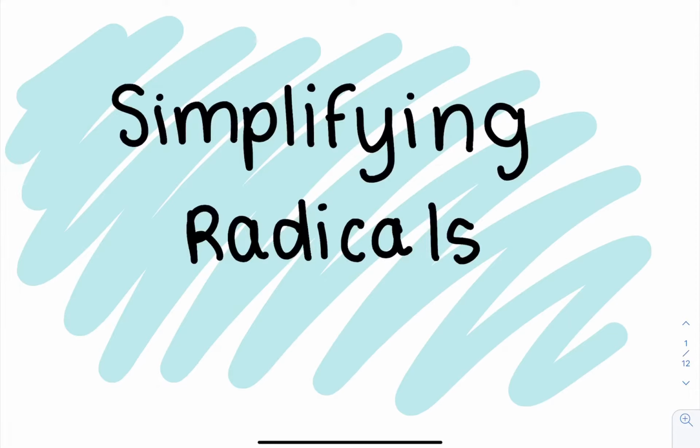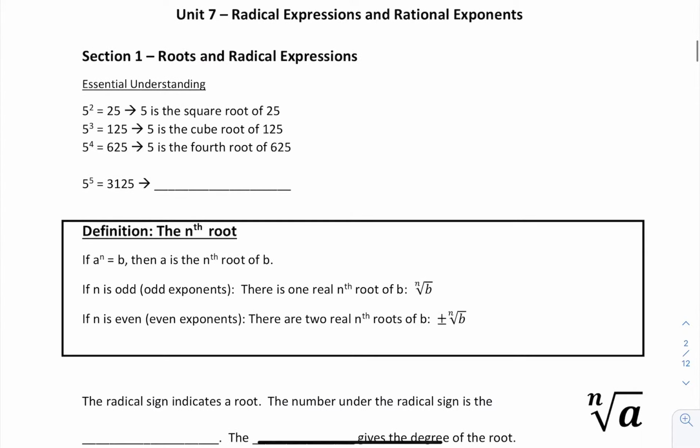So today we're going to be learning about radicals and also learning about how to simplify them. To start off, we're going to start with the idea of a root. We are really used to taking square roots. So we know if 5 squared equals 25, that means 5 is the square root of 25, or 5 equals the square root of 25.